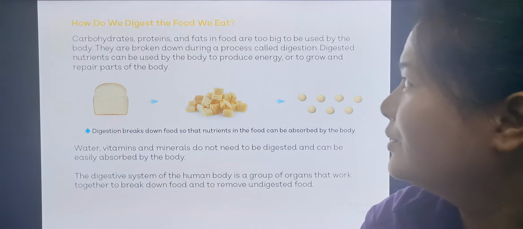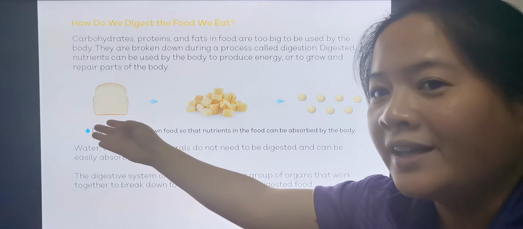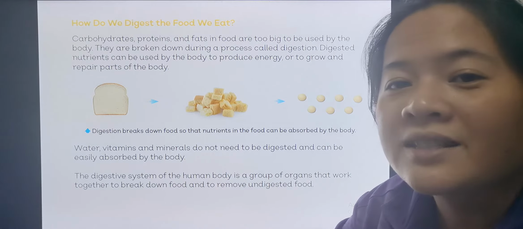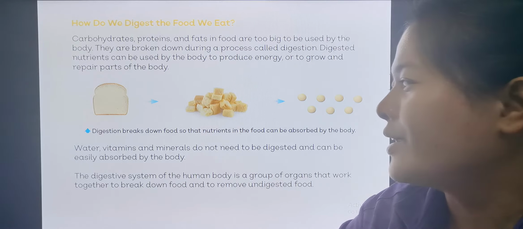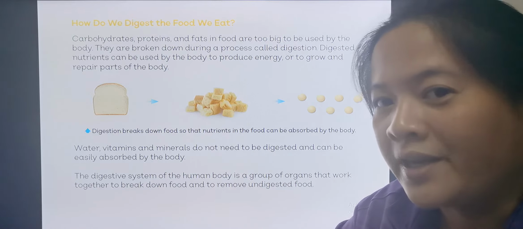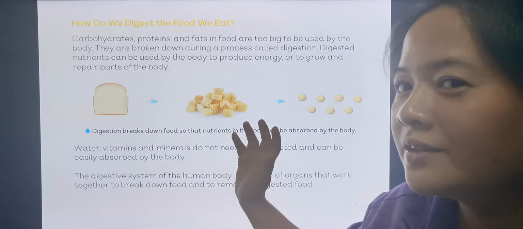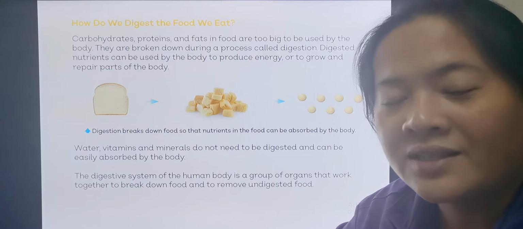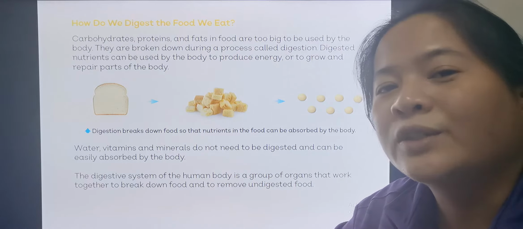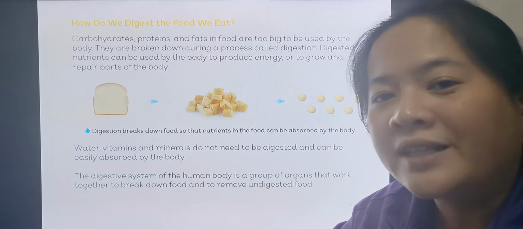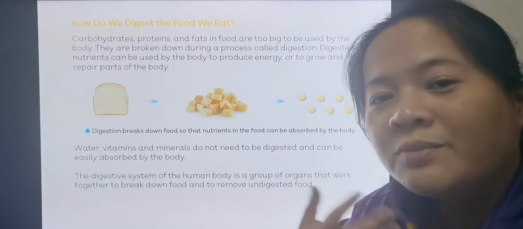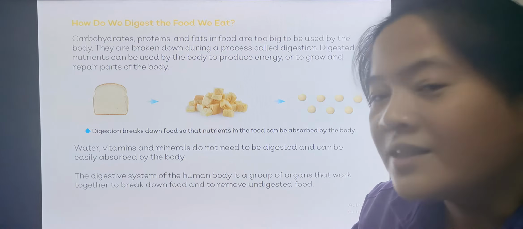Here you can see the bread is broken down into smaller pieces and then into substances that our body can absorb. And water, vitamins, and minerals can be readily absorbed by our body. So this is the function of the digestive system: to digest the food that we eat, to turn the food into nutrients that the body can use, and then to absorb these nutrients and distribute them so that our body can use them.